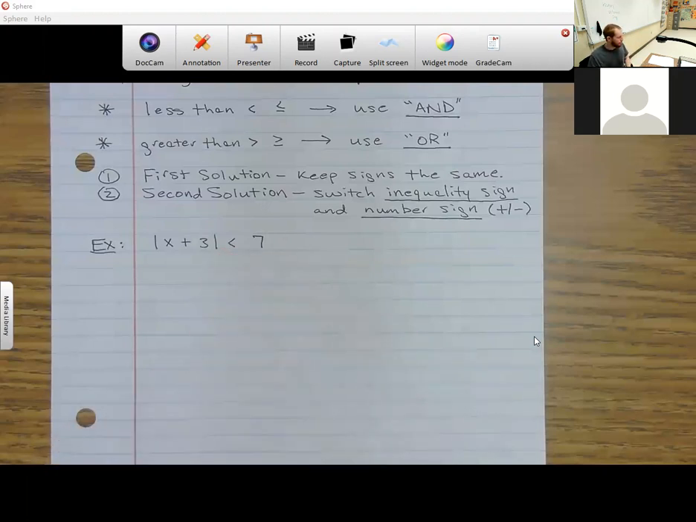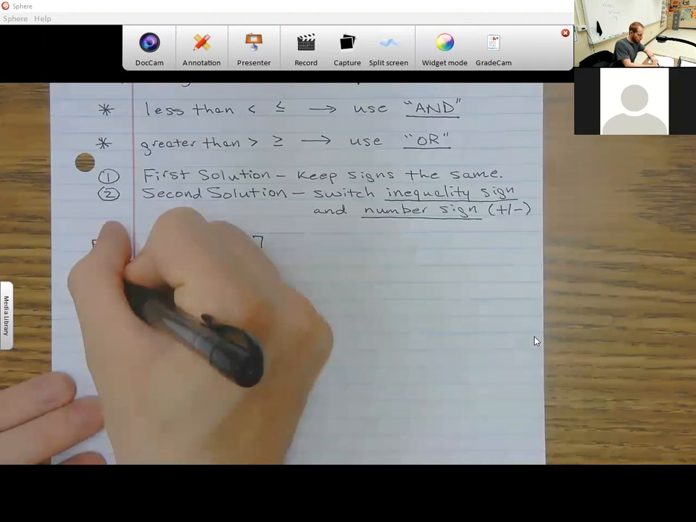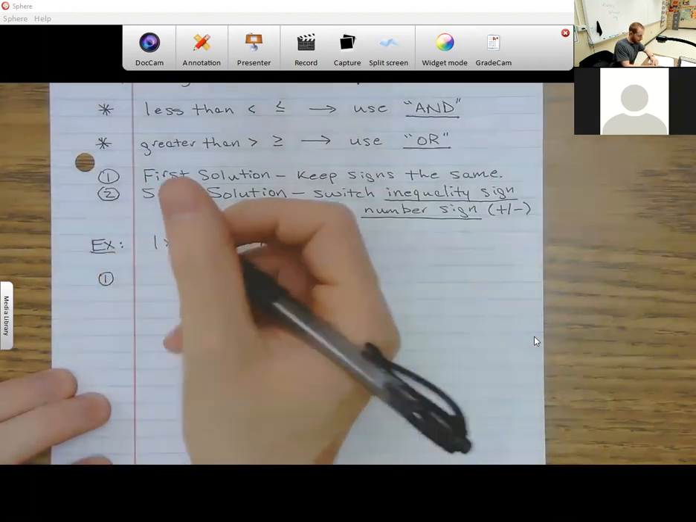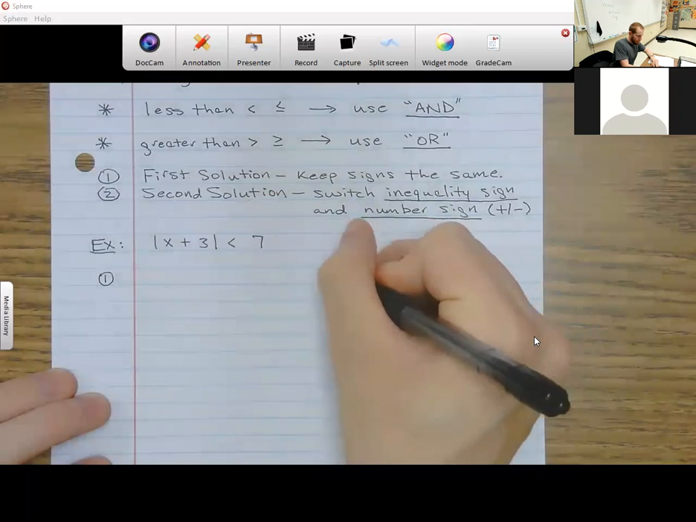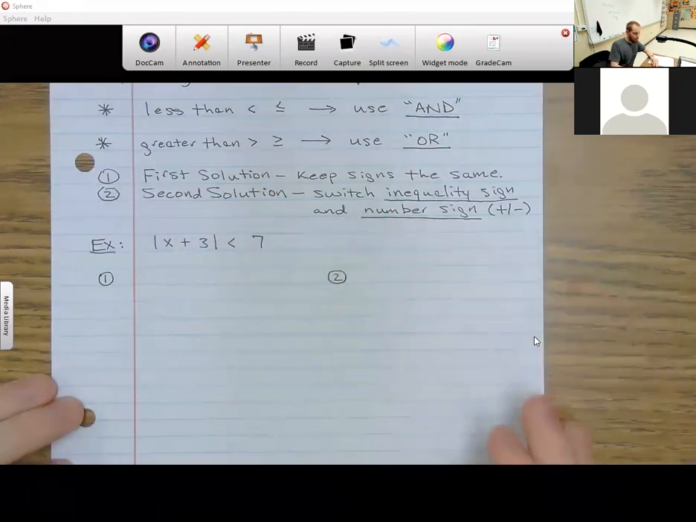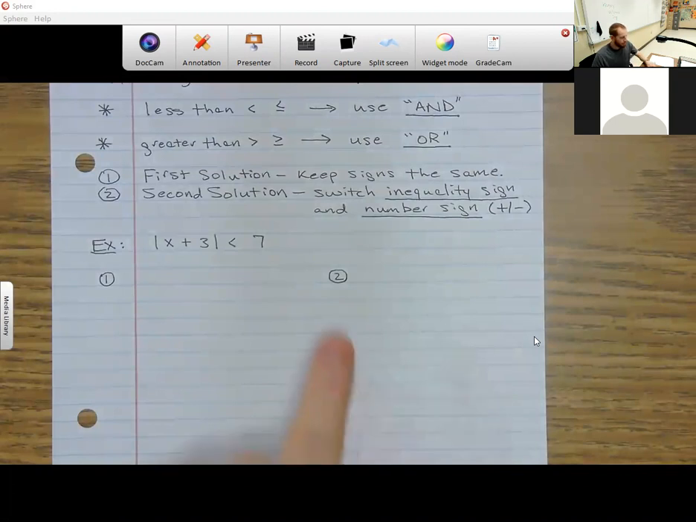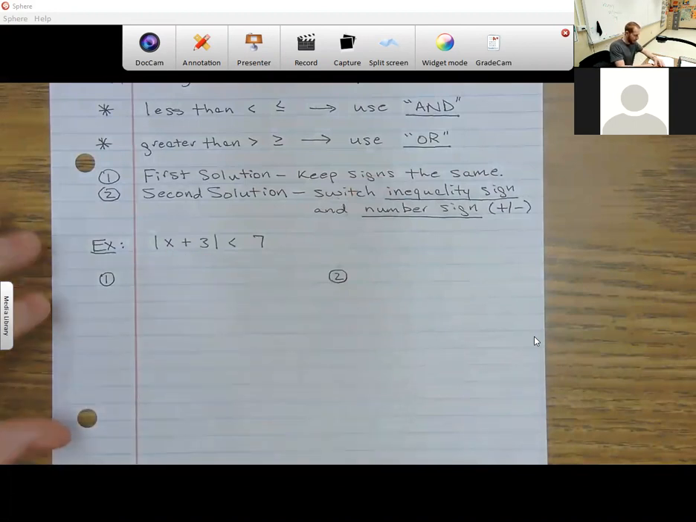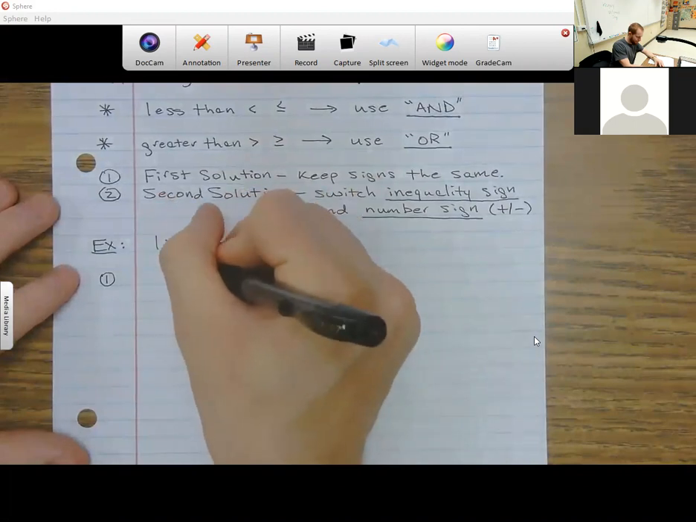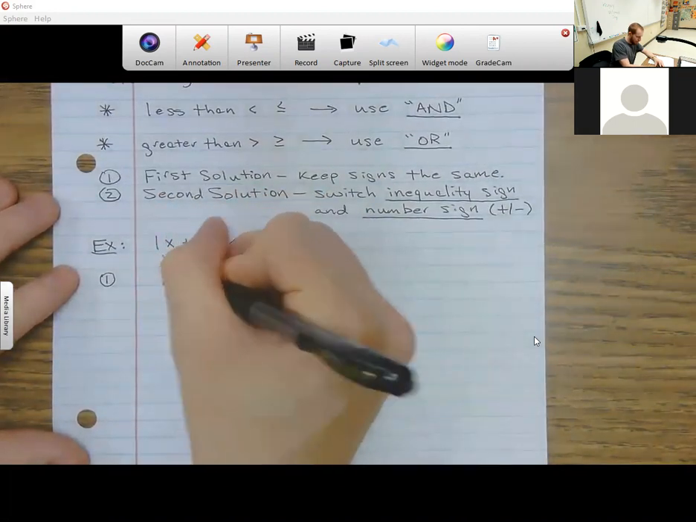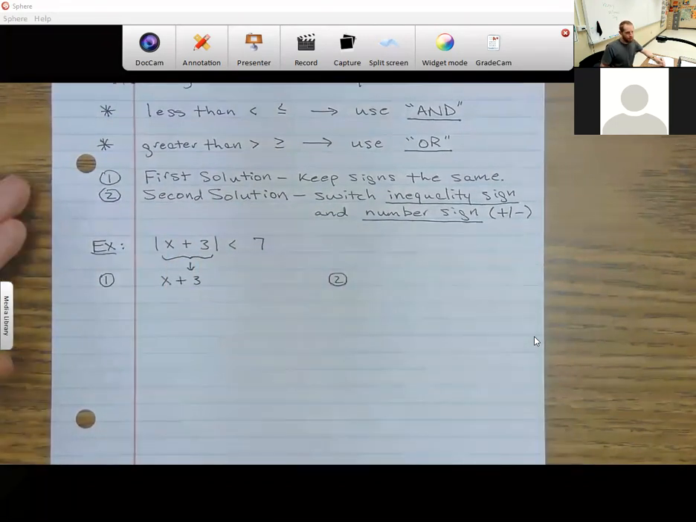So what we're going to be doing is we're going to be breaking it up into two different solutions. So I'm going to have my first solution over here, and I'm going to have my second solution over here. And we'll talk about the differences between those. Okay? So for the first solution, remember, we keep everything the same. That's what I mean by keep all the signs the same. So I'm going to take the x plus 3 out of the absolute value, just like you see it right here. I'm going to take it down. Just taking it right outside of the absolute value symbol, just like that.